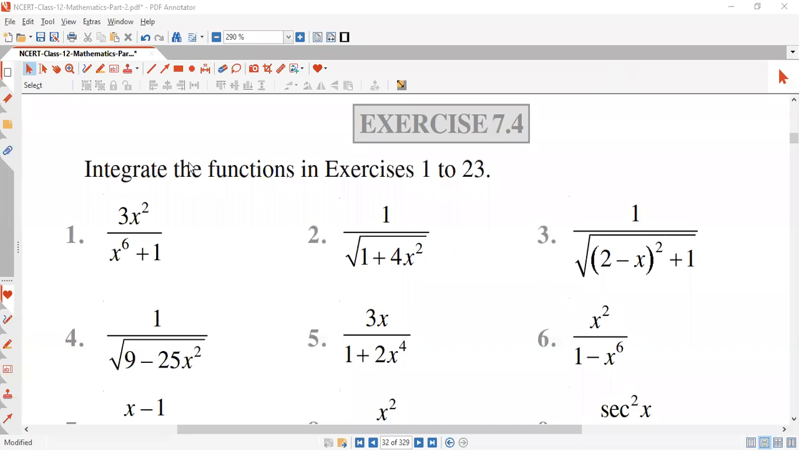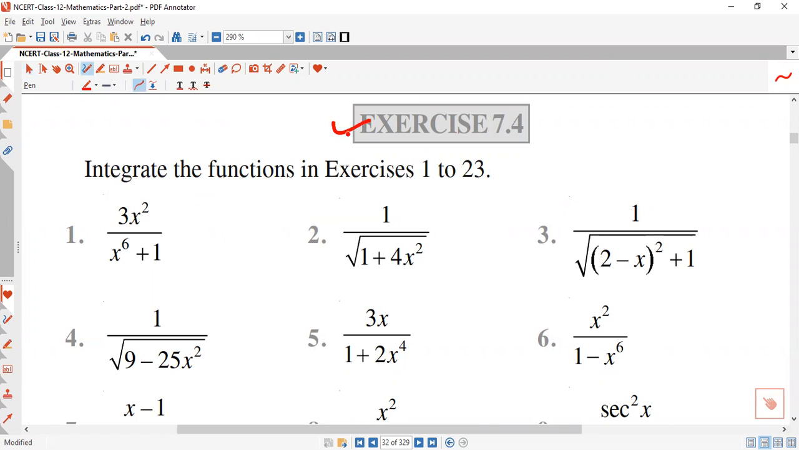Hello, class 12th students. I hope that you have learned the integration up to exercise 7.3. Now we start today with exercise 7.4 of integration. We will do all the questions of this exercise one by one.